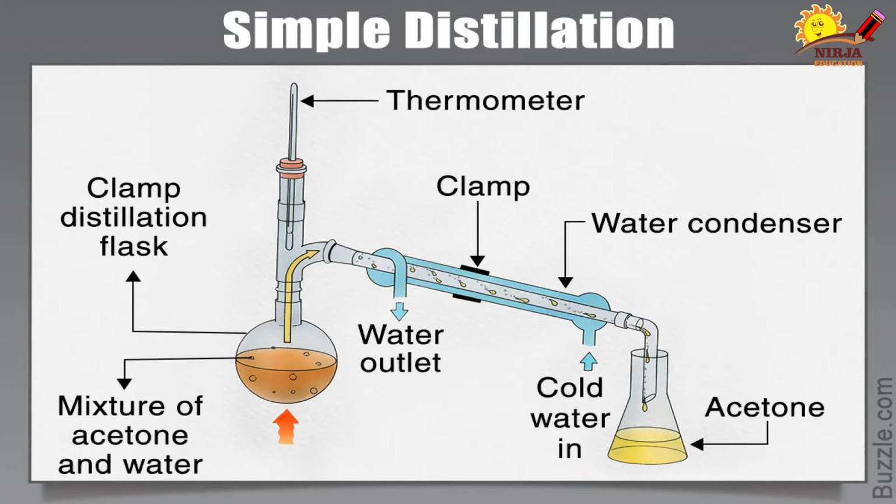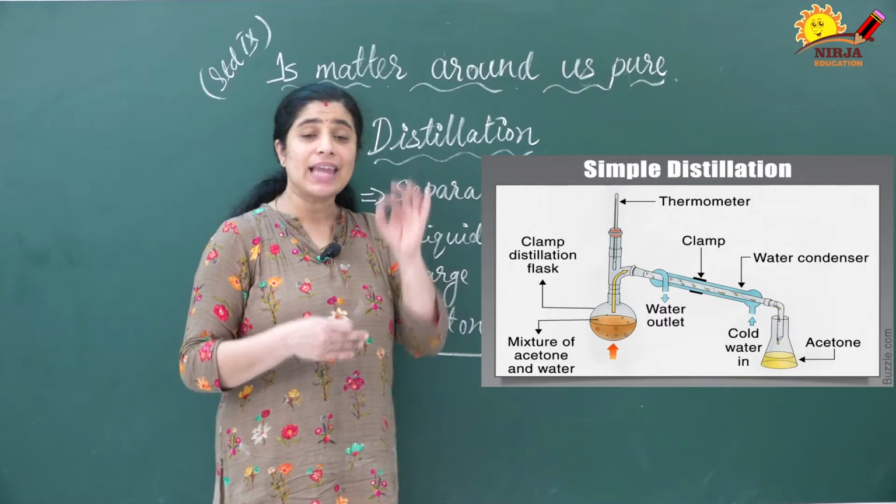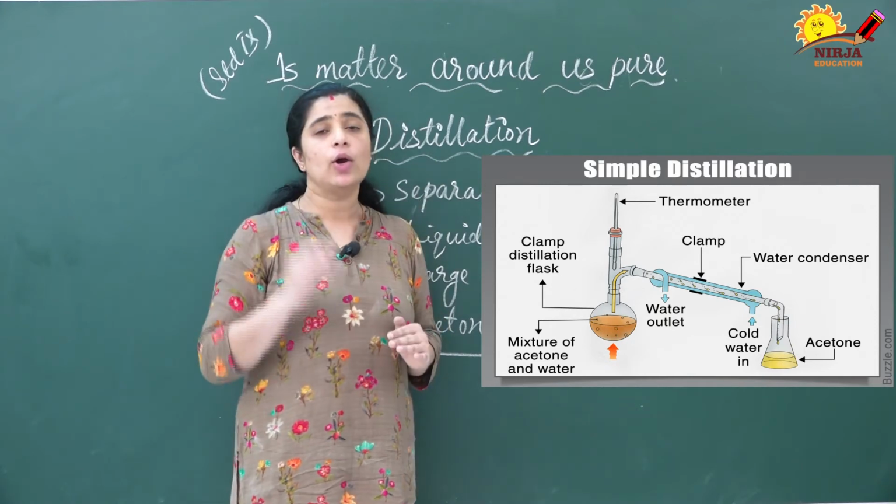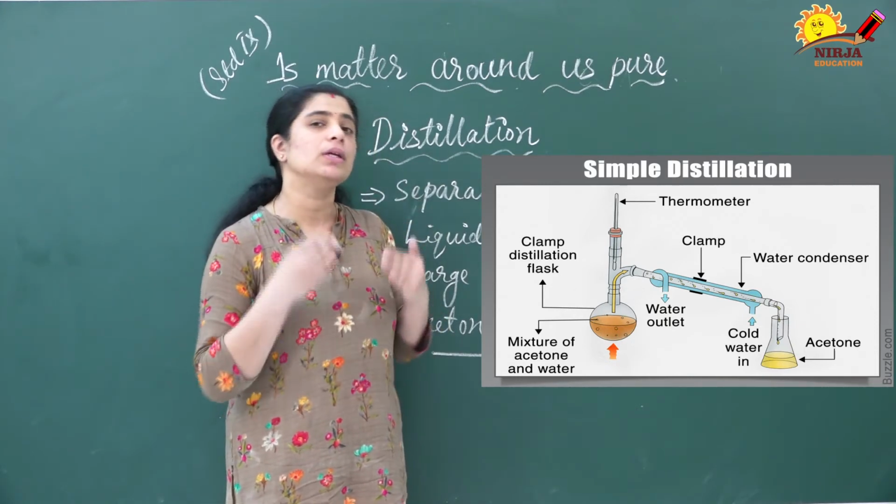Why we are taking the thermometer, that I will explain now. You know that acetone and water, acetone is the volatile substance, that means it will evaporate first. So when you are giving heat to the mixture, the acetone will start evaporating first. So the temperature should be maintained constant here. That is why we are keeping the thermometer here. The temperature should not increase or reach the boiling point of the water. Then what will happen? The water will start evaporating and you won't get pure acetone here. That is why we are keeping the thermometer. I hope you have understood why we are keeping the thermometer there.